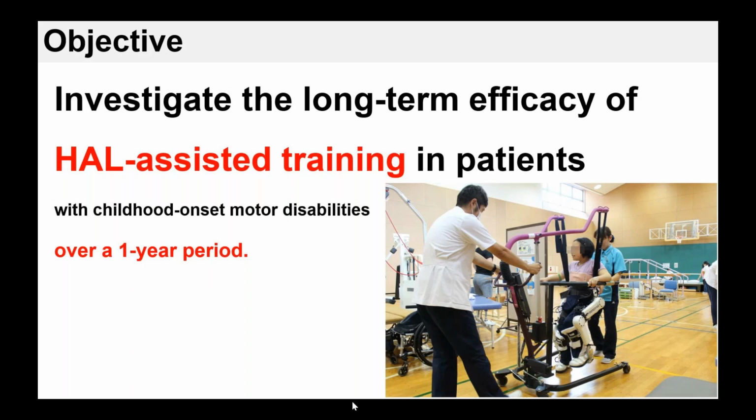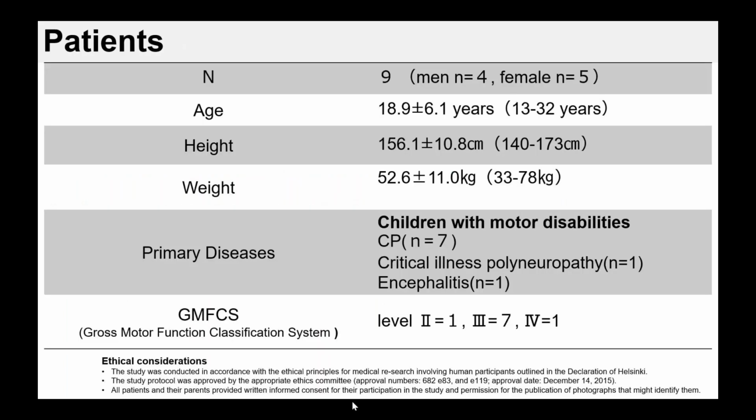Patients underwent long-term follow-up with assessment before the intervention, immediately after the intervention, and at 1 to 3 months and 1 year follow-ups. Nine patients with childhood-onset motor disabilities were enrolled in this study. There were 5 male and 4 female patients with a mean age of 18. Diagnosis included CP in 7 patients, critical illness polyneuropathy in 1 patient, and encephalitis in 1 patient.